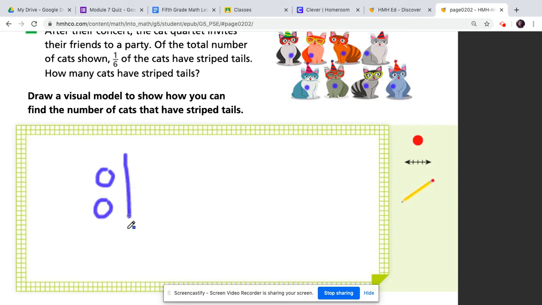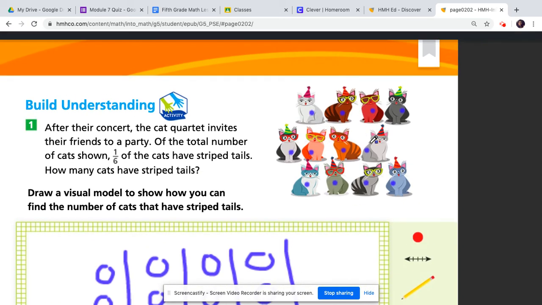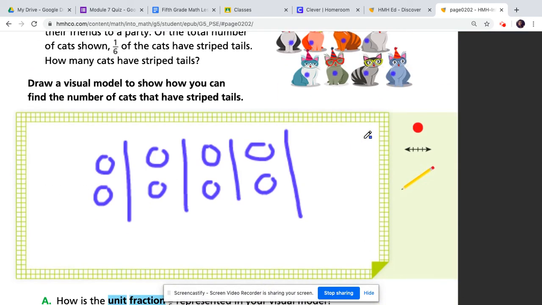So this is one group. This is another group. Okay, the reason I'm cutting them up into groups of six is because my denominator is six. So I am told that there are six different groups here. And I know that there's two in each group because there are 12 cats. So that's eight so far. Eight cats, 10 cats, and let's do another group over here. Okay, so 12 cats. Here are six groups. 1, 2, 3, 4, 5, 6 groups, and there are 12 cats, two in each group.